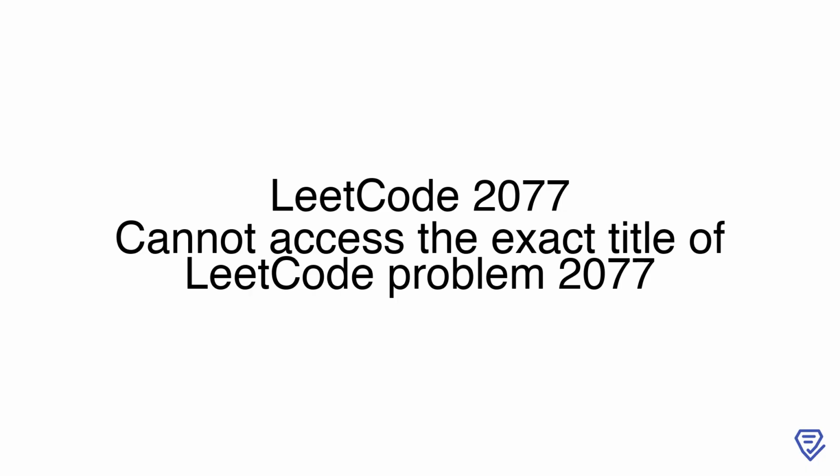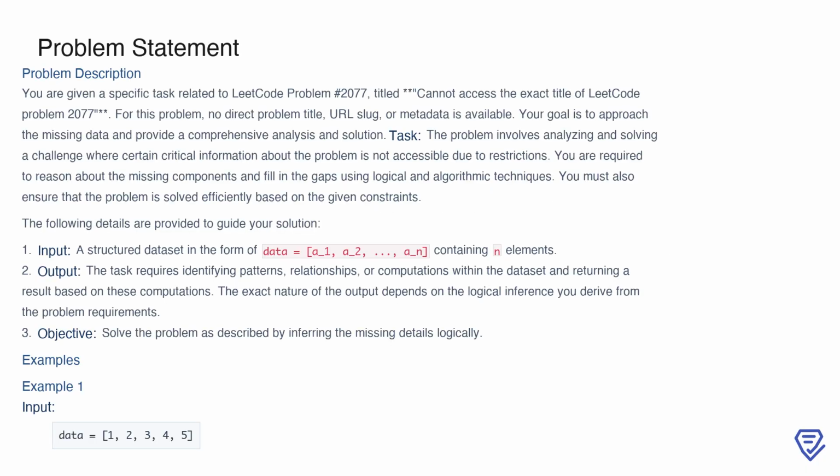Let's get started. In this problem, we are tasked with solving a challenge where certain critical details, such as the exact title and metadata of the LeetCode problem, are missing. Despite this limitation, we are provided with a structured dataset, represented as an array of elements, and our goal is to derive meaningful insights or computations from it. The solution will require logical reasoning to infer the missing details and apply appropriate algorithmic techniques.